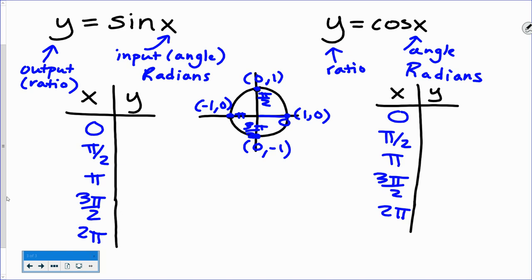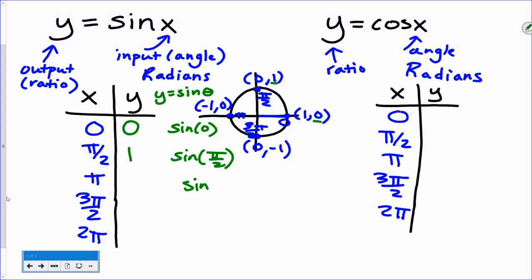Let's go ahead and plug these things in. Some students like to think of it as y equals sine of theta versus sine of x because they get kind of confused. So I'm plugging in sine of 0 radians. On my unit circle with sine, I use the y-coordinate, so I get 0. The next one, sine of pi over 2 radians, I use the y-coordinate on that point, so I get 1.